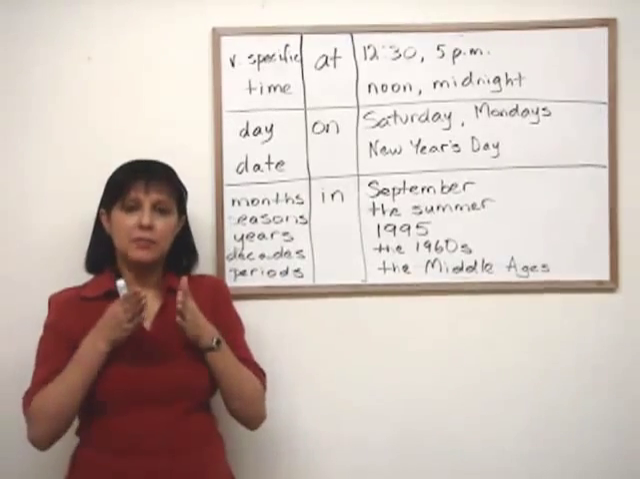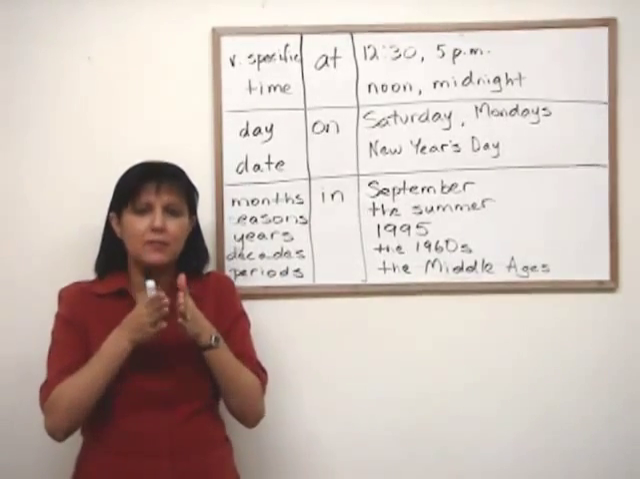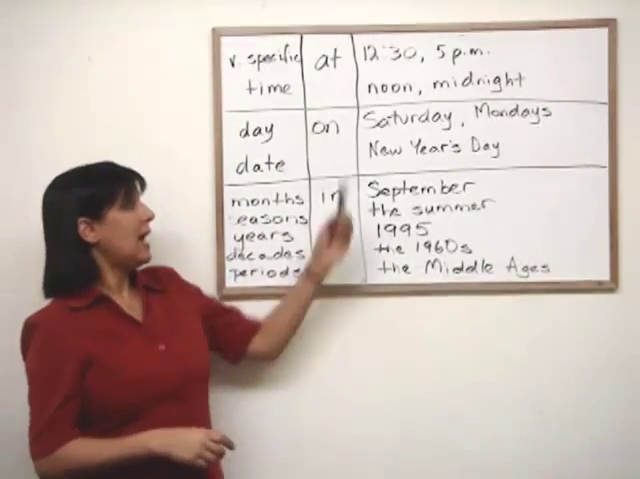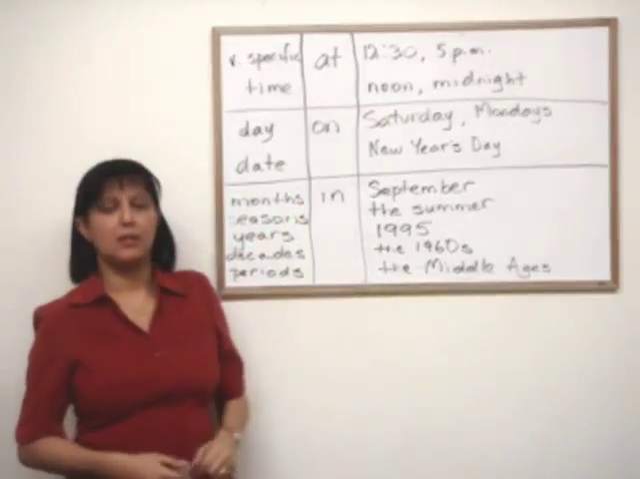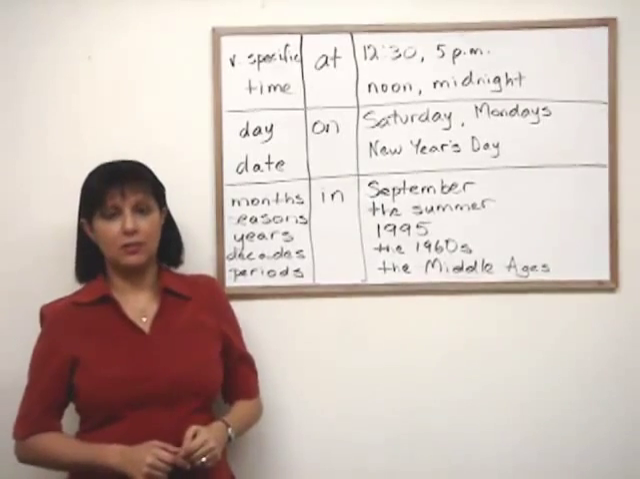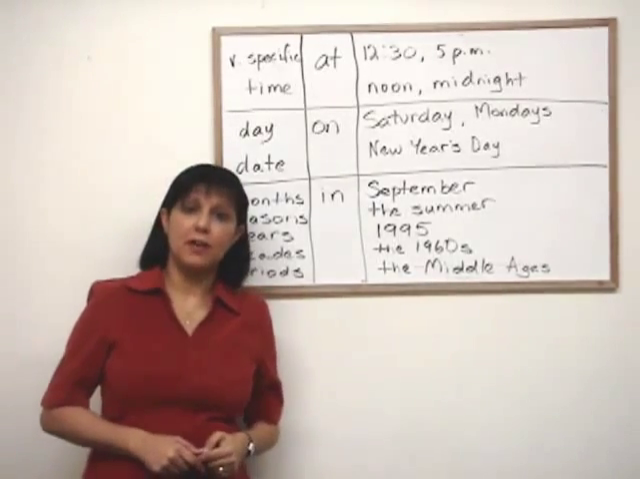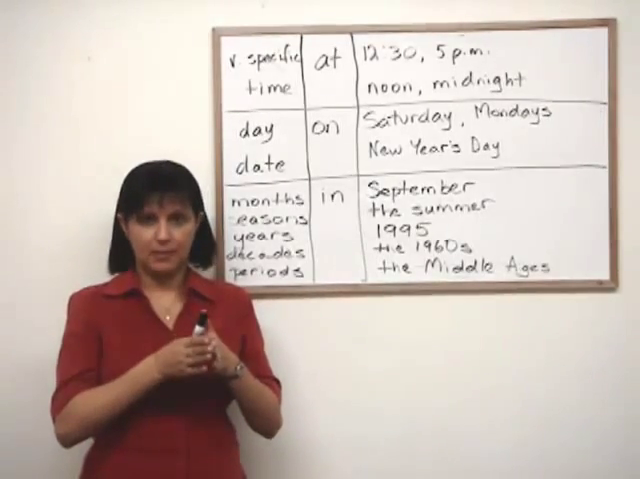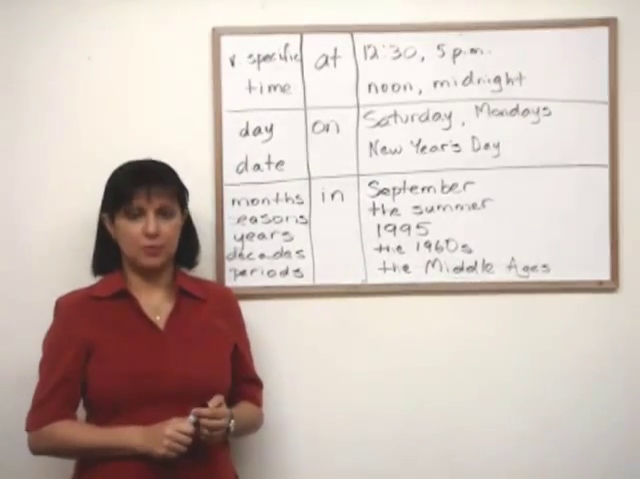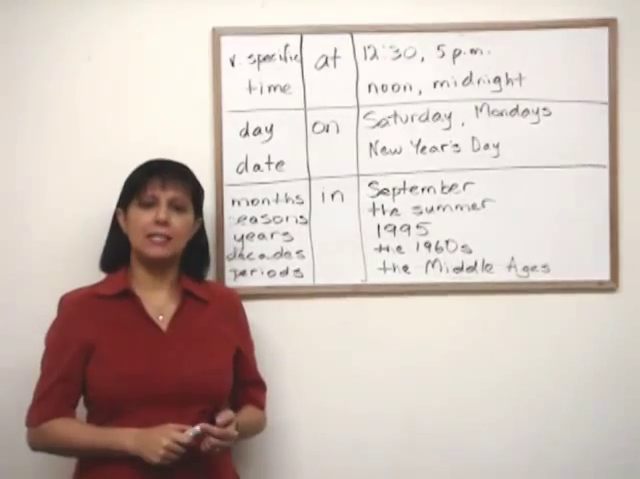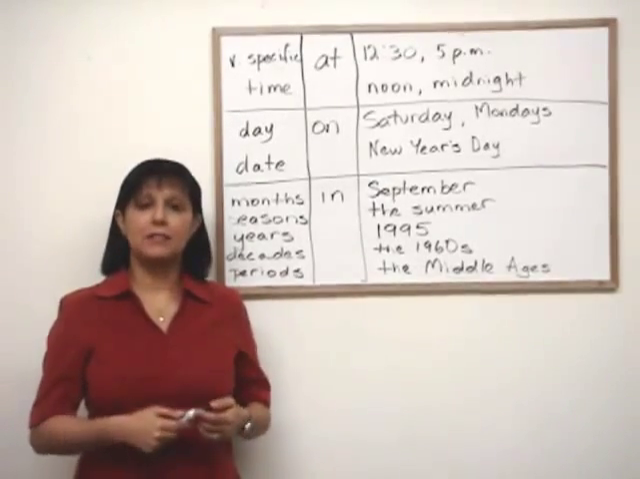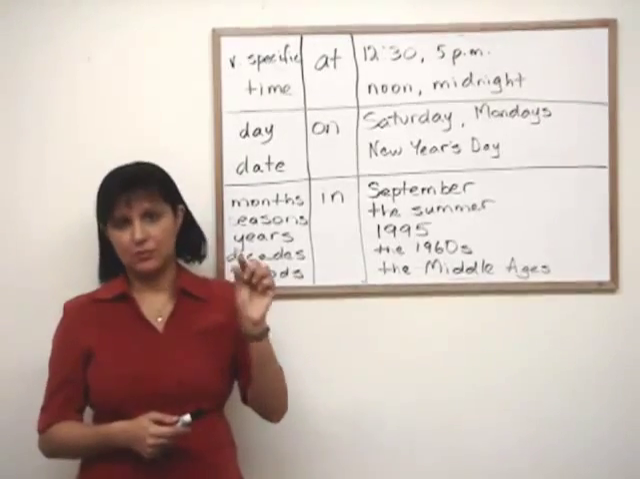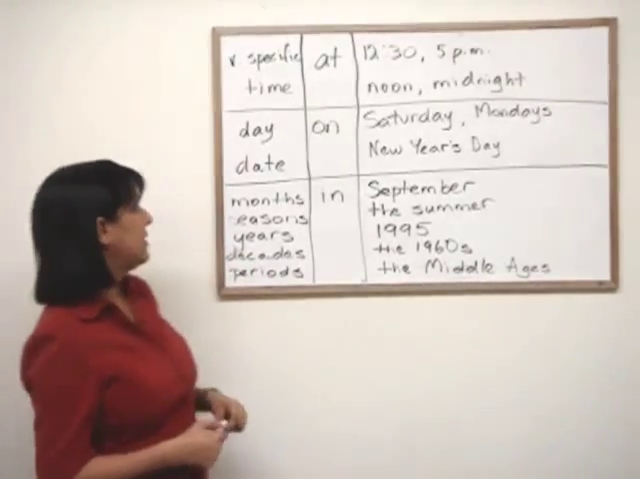At is very specific when we're talking about a very specific period of time. For example, at 12:30, at 5 o'clock, at 3:45. It's a very specific period of time. You could also use this preposition to say at midnight or at noon, because again, those are very specific periods of time. Okay? All right.